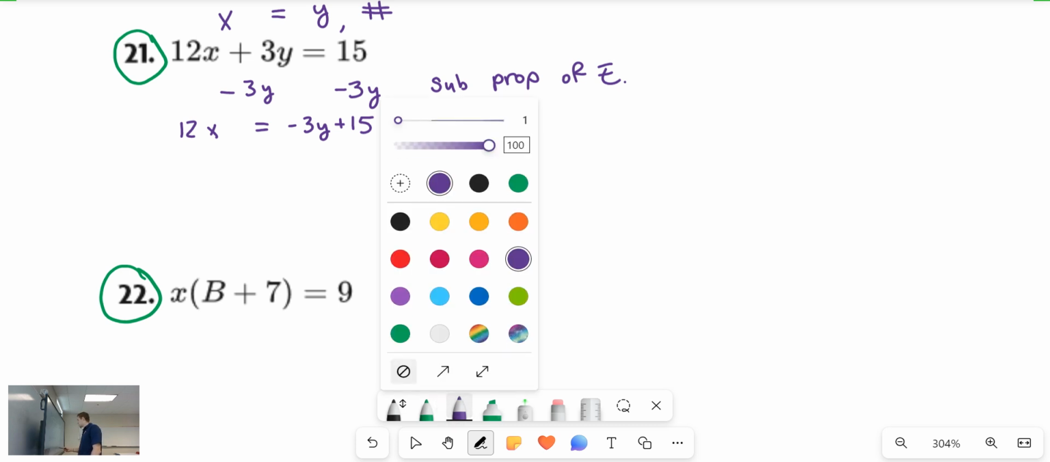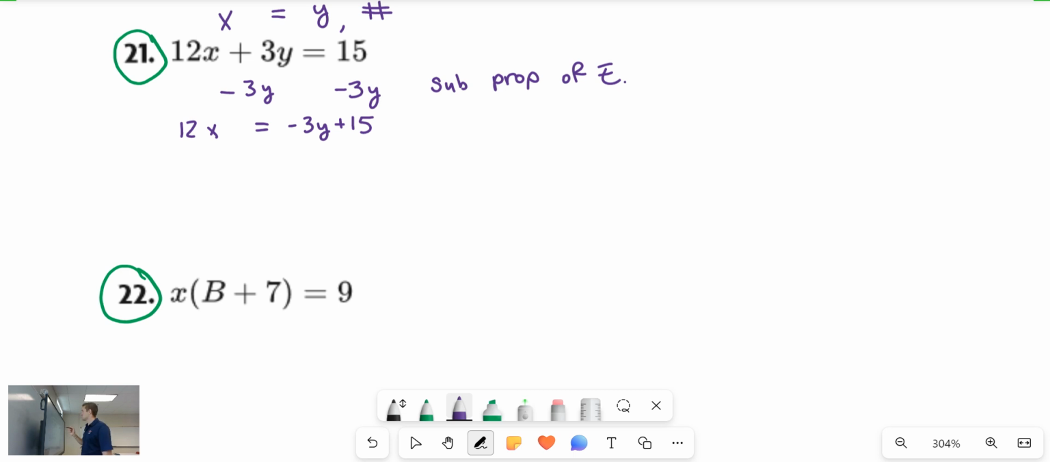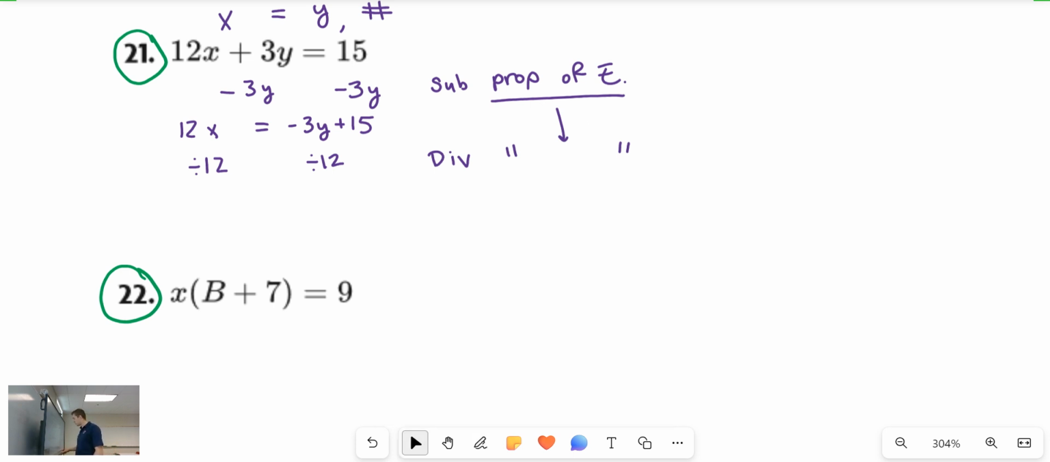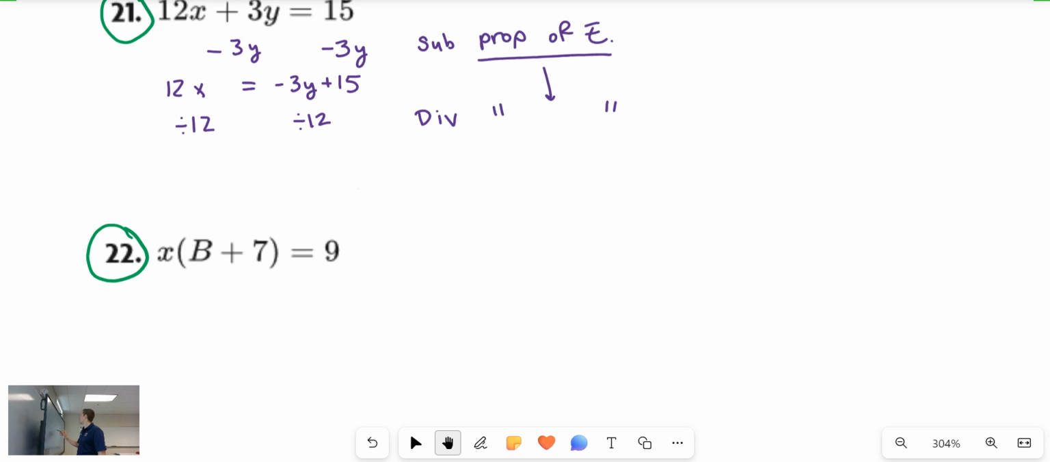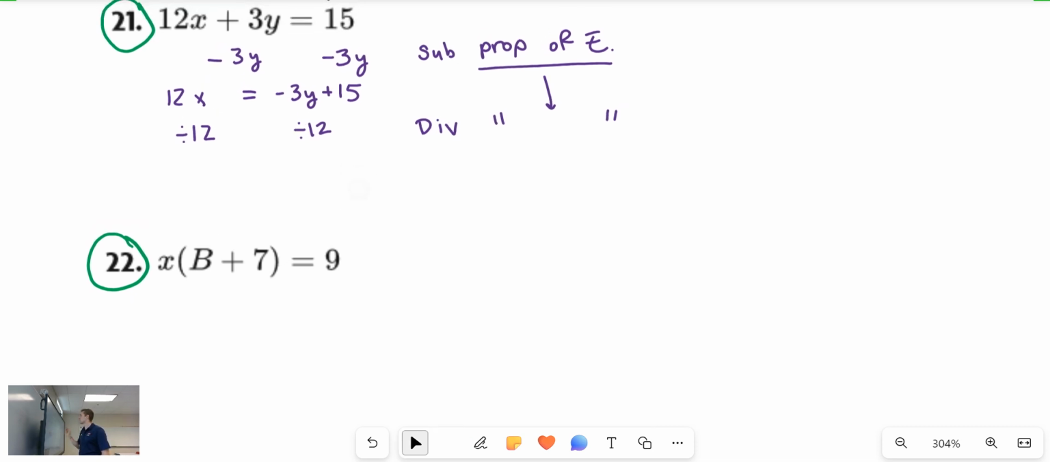So we are on to the next step. We have this x, but there's a 12 multiplying it, so we have to divide by 12 on both sides. This is going to use the division property of equality. There are all these properties of equality, and I just don't want to write them every single time. You are more than welcome to, and I would write it if I was on paper, but on the board, writing words and sentences is just a pain. So we're not going to do that, but that's okay.